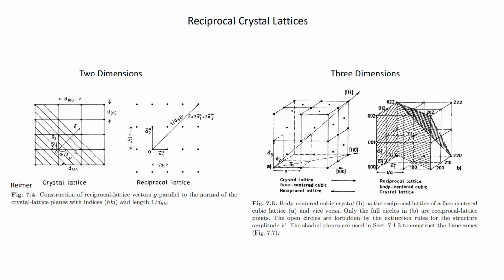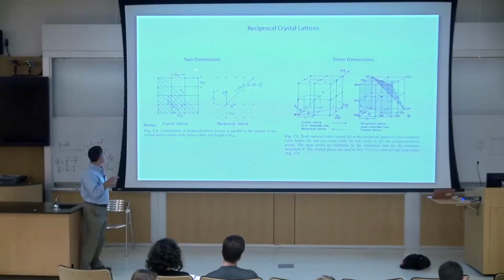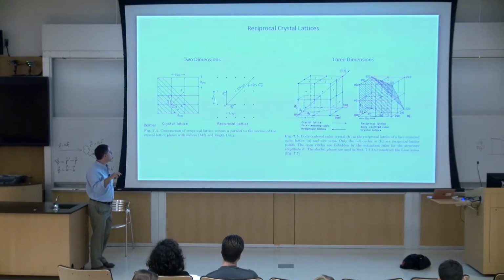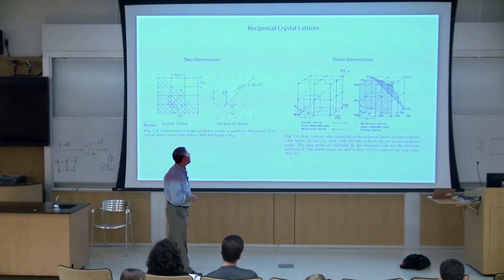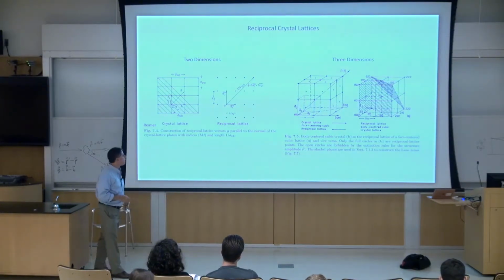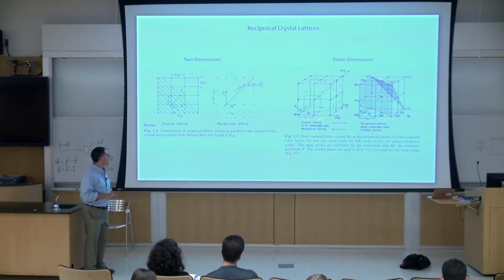Just reminding you in general, if I have an object, here's a 2-dimensional object in real space, and it has some spacing d, its Fourier transform is a reciprocal lattice, which is also a series of dots, but the distance between the dots is 1 over d. So the biggest spacings are the smallest dots. And then in 3D, you obviously get a 3D set of dots.